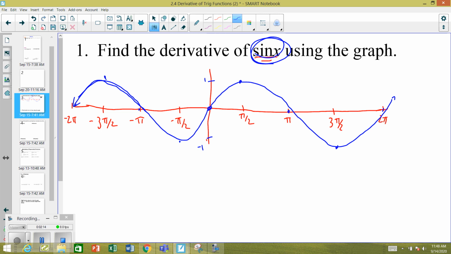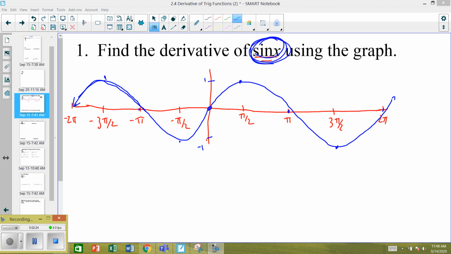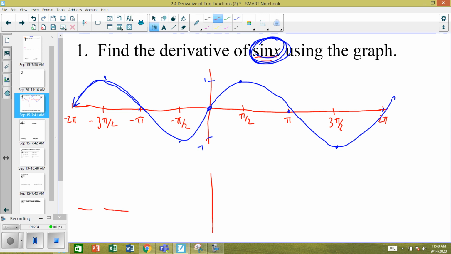Now, let's take the derivative of this. So let's take the derivative of sine by graphing it. This goes back to one of those first few days we talked about with derivative functions. What I'm going to do below it is the same thing, but I'm going to call this f of x, and I'm going to graph f prime of x below, based off of the slopes of my original function.